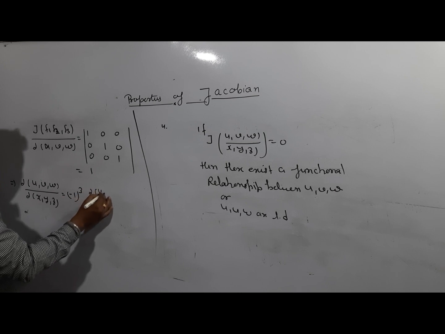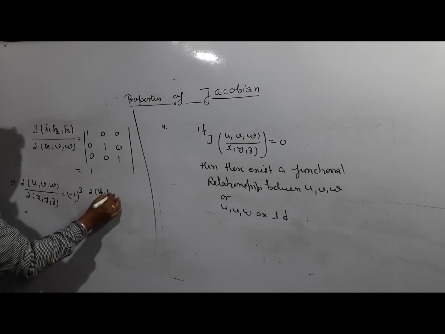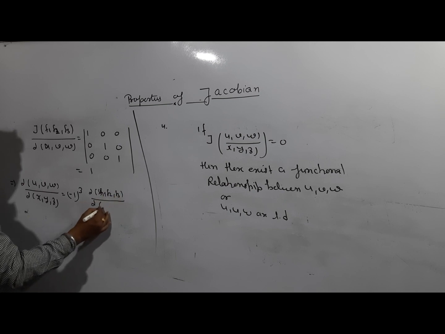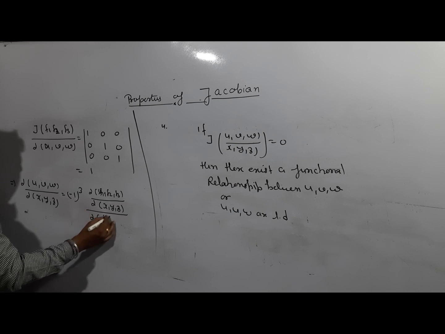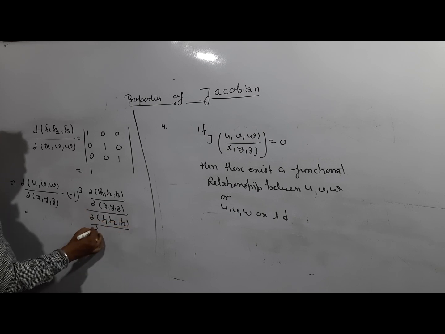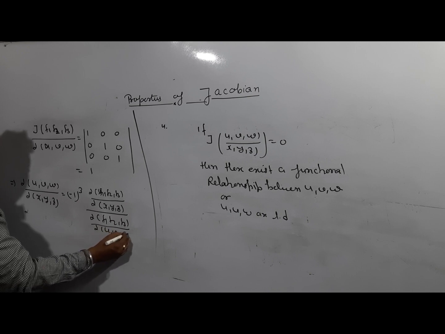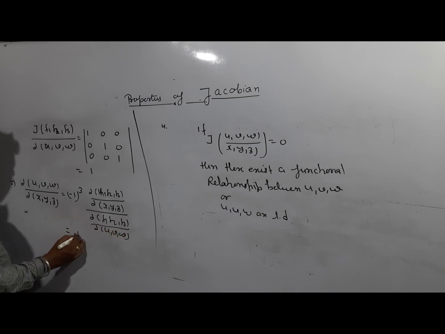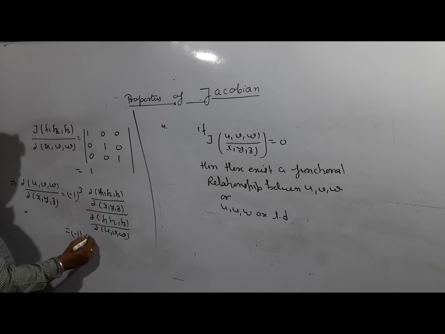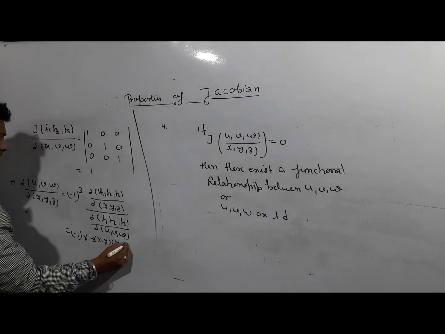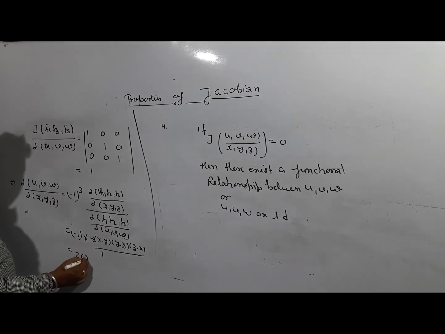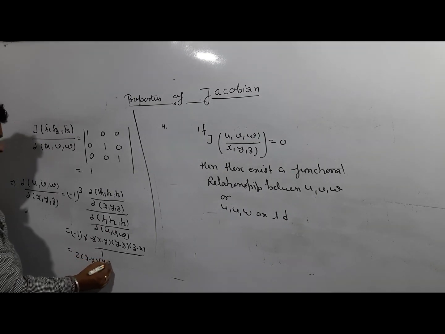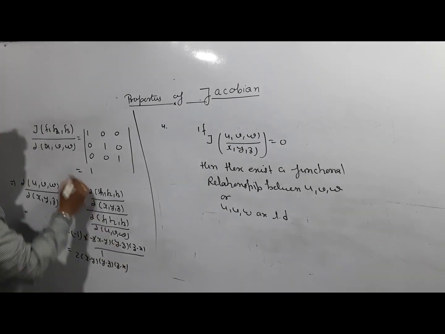the Jacobian of f1, f2, f3 with respect to x, y, z divided by the Jacobian of f1, f2, f3 with respect to u, v, w. Just put the values. Minus 1, minus 1. This value is minus 2 (x minus y)(y minus z)(z minus x), and this value is 1. So the final value is 2 (x minus y)(y minus z)(z minus x).